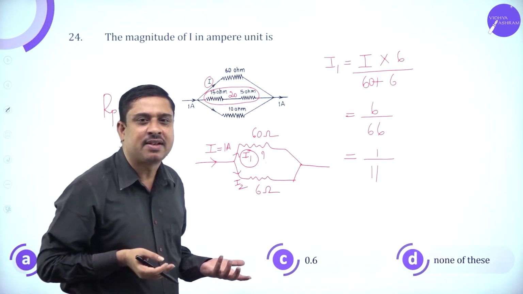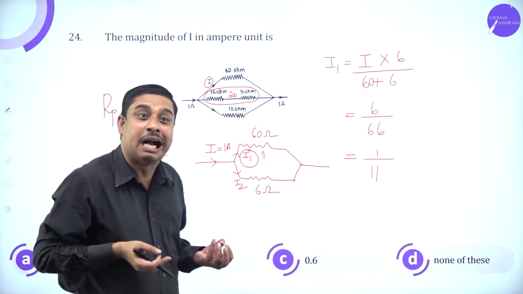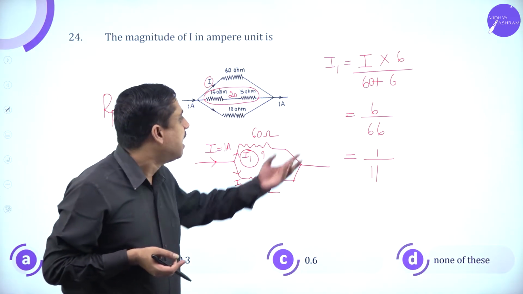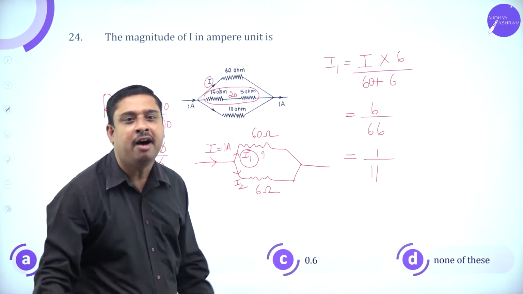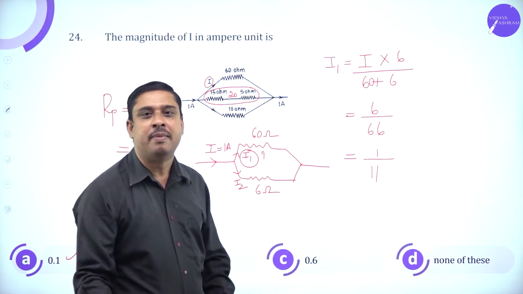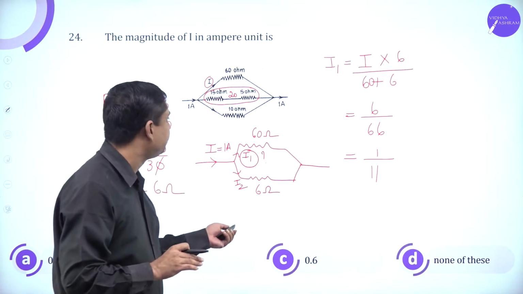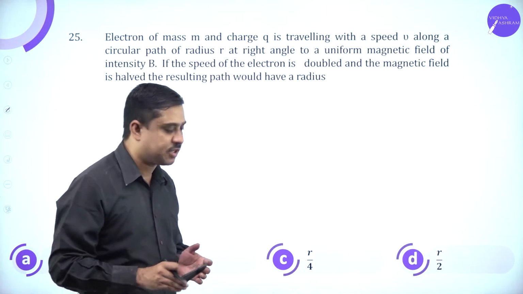Find the equivalent resistance. Condense the circuit. Apply something called branch current formula. Very easily, I am arriving at the answer. Next.